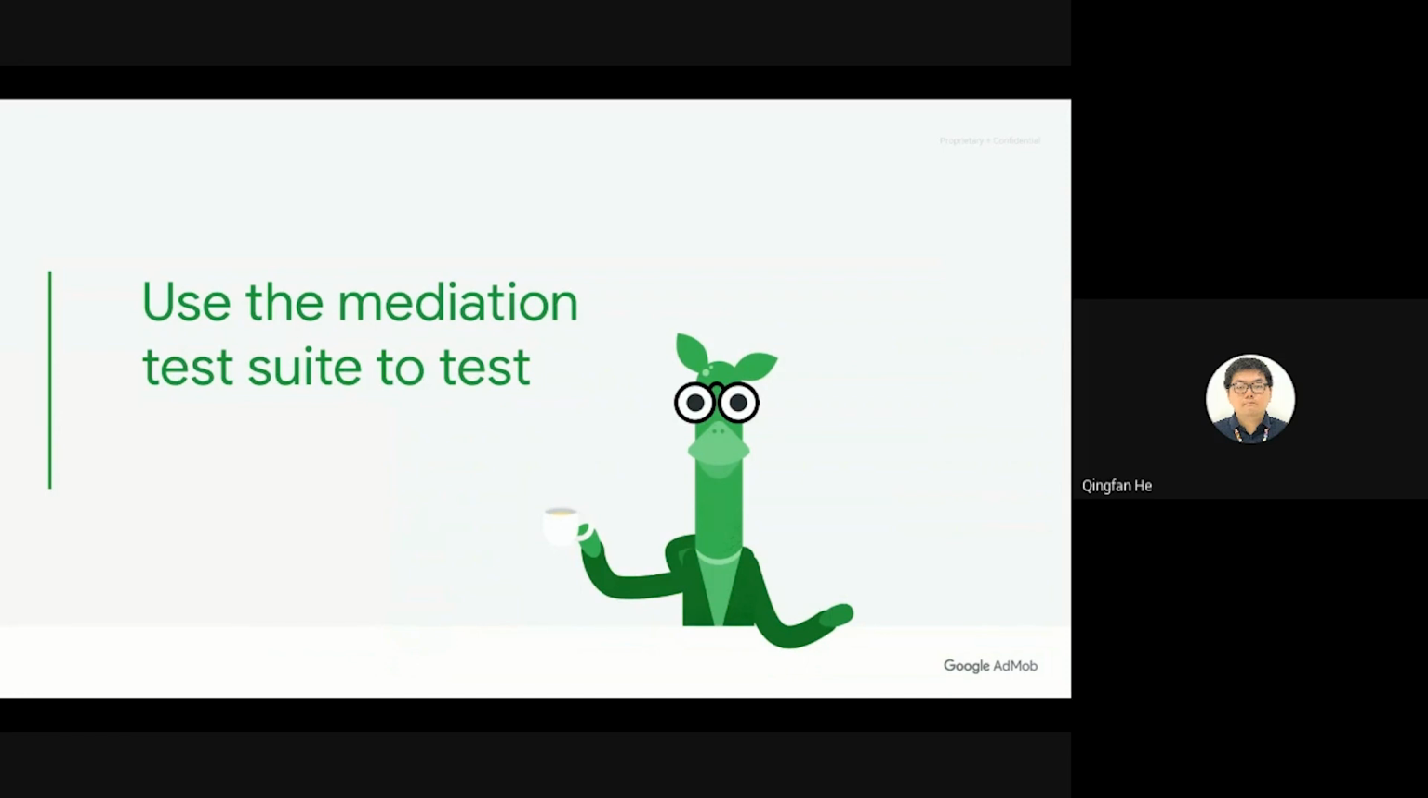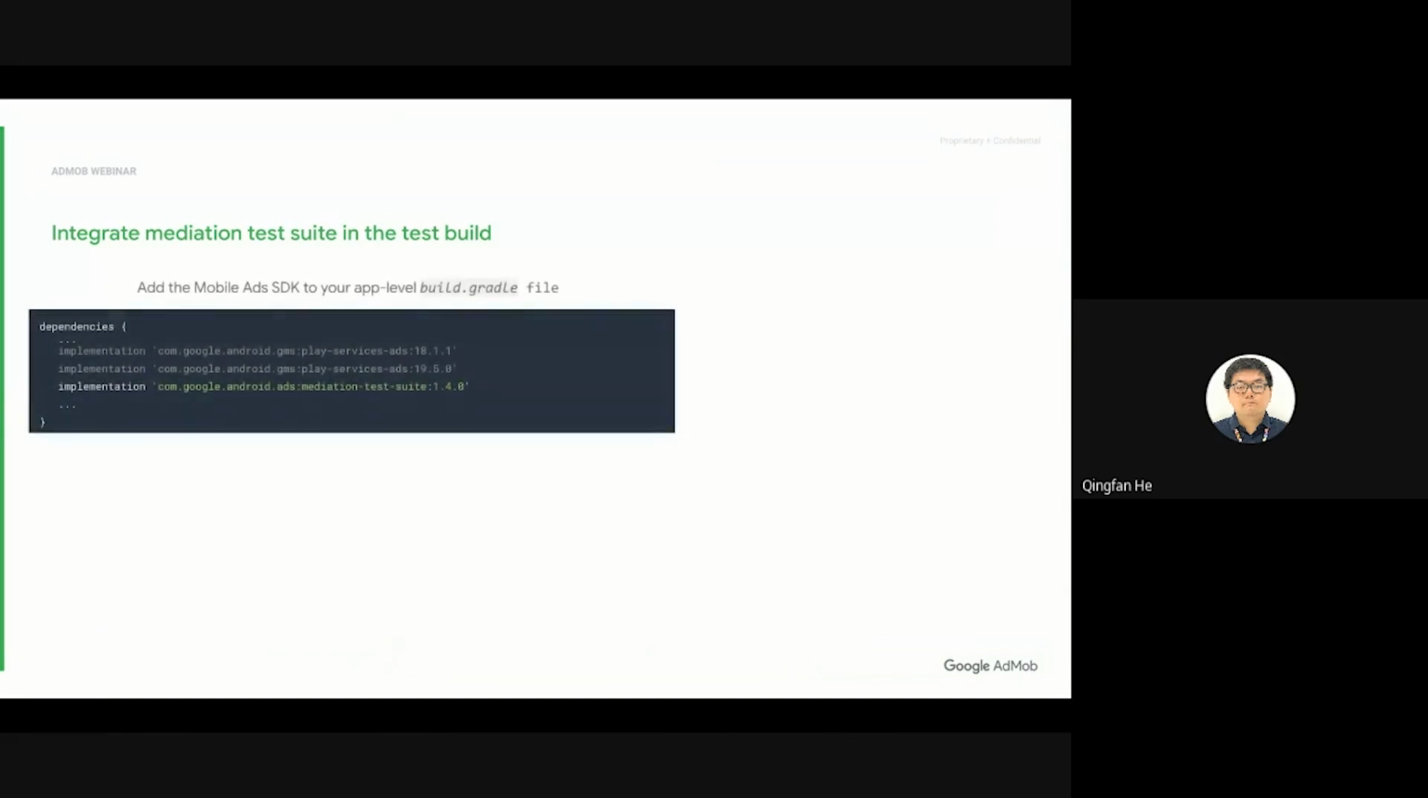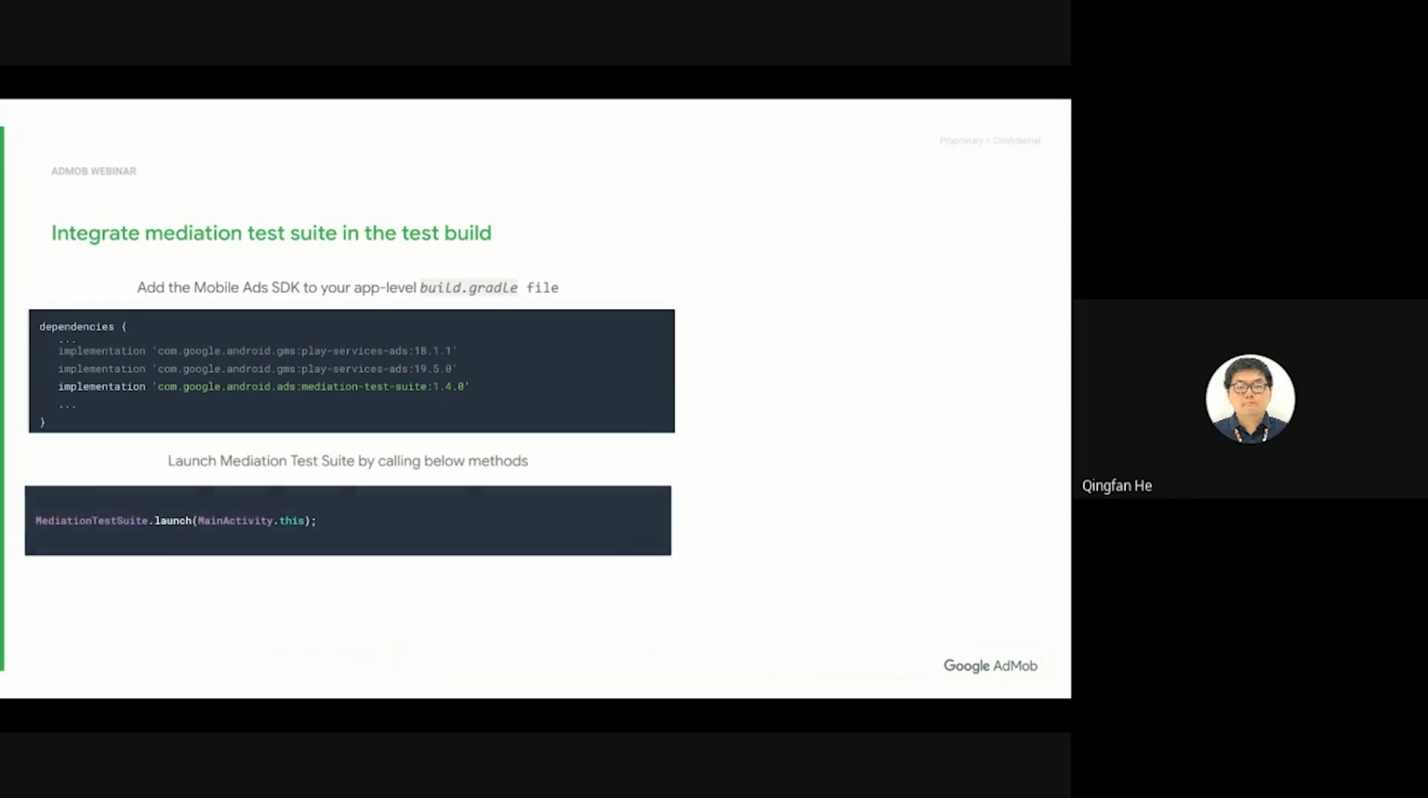It's useful to check the mediation waterfall configurations. And now, you can use it to check your open bidding setup for those third-party open bidding networks that require an SDK. To use the mediation test suite, all you need to do is, first, import the mediation test suite into your test build project. And second, call the line to bring up the mediation test suite UI.